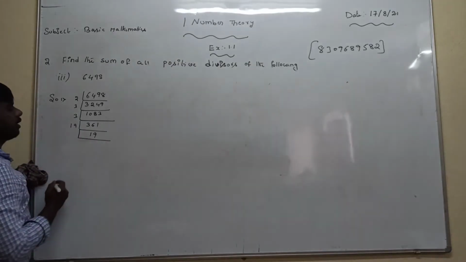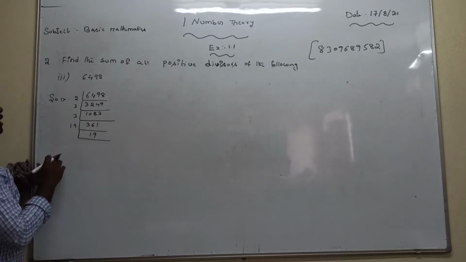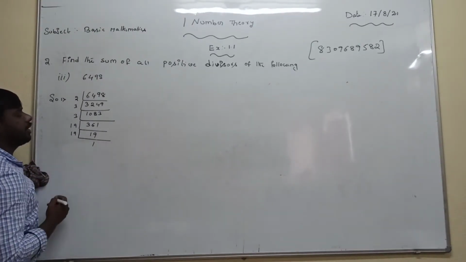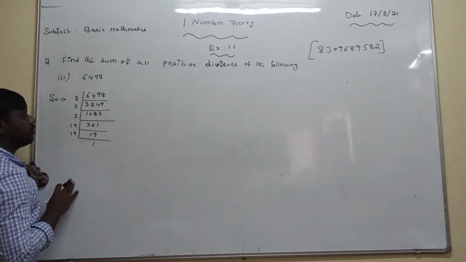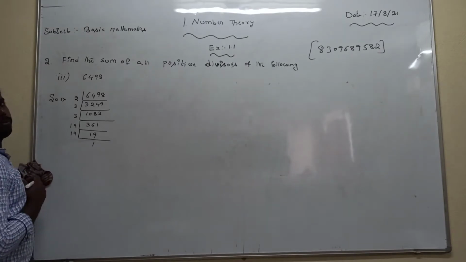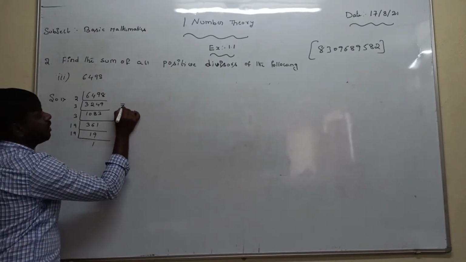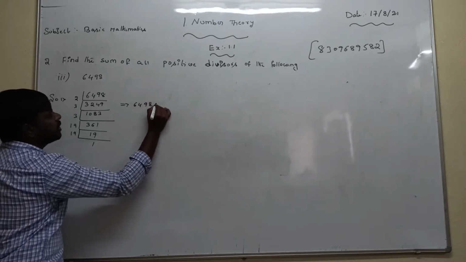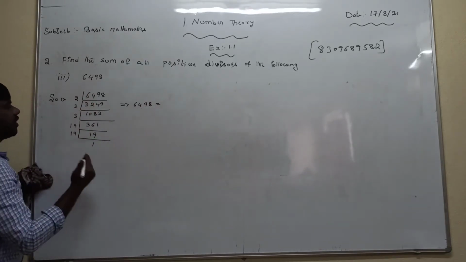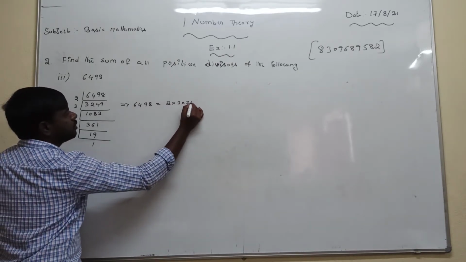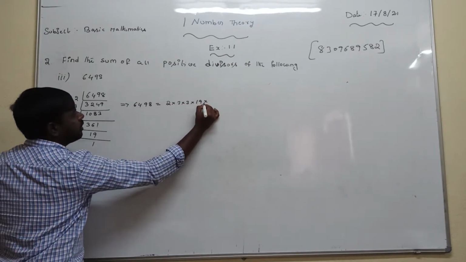172. Observe here, 19 times 19 is 361. 19 times 1 is 19. Now the final remainder is 1, so stop the division. Now write the prime factorization. The given number 6,498 is equal to the product of the divisors: 2 into 3 into 3 into 19 into 19.